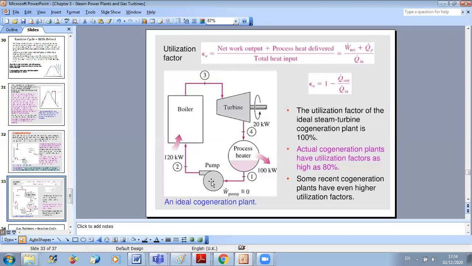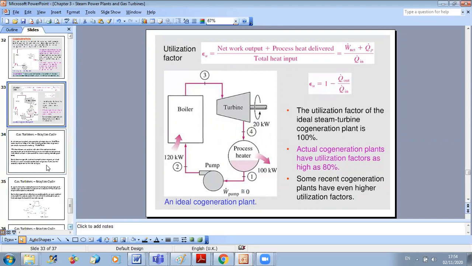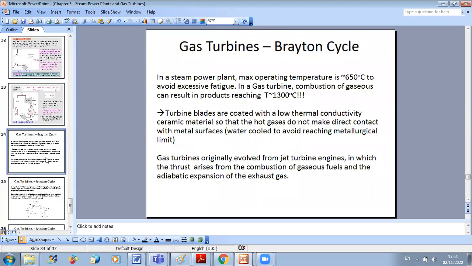But in reality, the efficiency is always lower than 100%. For the pump, in general, the work needed is not very high, so you can reach very high efficiency, okay? Because in this case, you will benefit from the heat and from the turbine work. So nearly, in actual cases, we can reach up to 80% efficiency, which is very good.